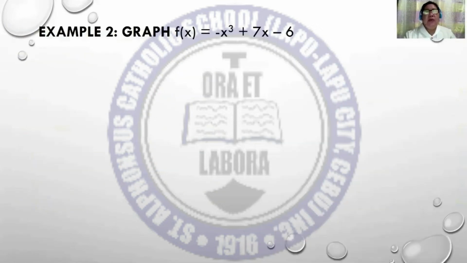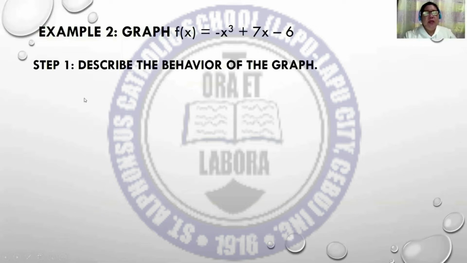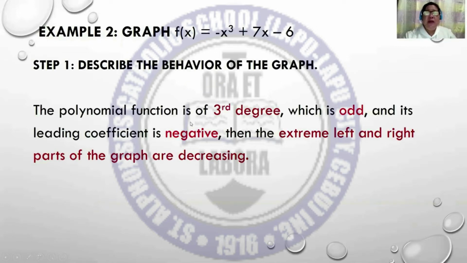Example number 2, you have to graph f of x is equal to negative x cubed plus 7x minus 6. Step 1, describe the behavior of the graph. So the polynomial function is of the third degree, which is odd, and its leading coefficient is negative. Then, the extreme left and right parts of the graph are decreasing.